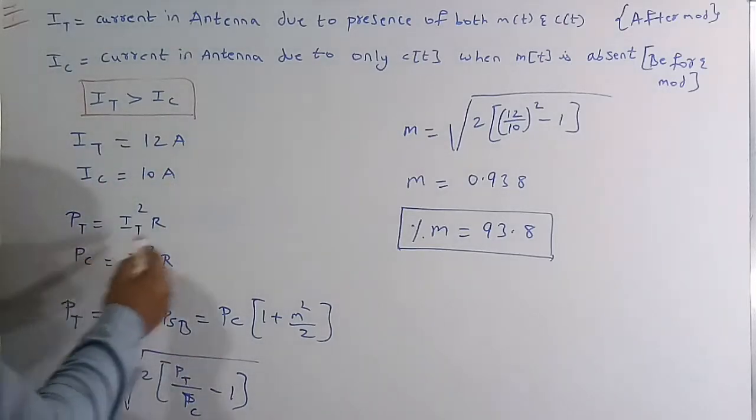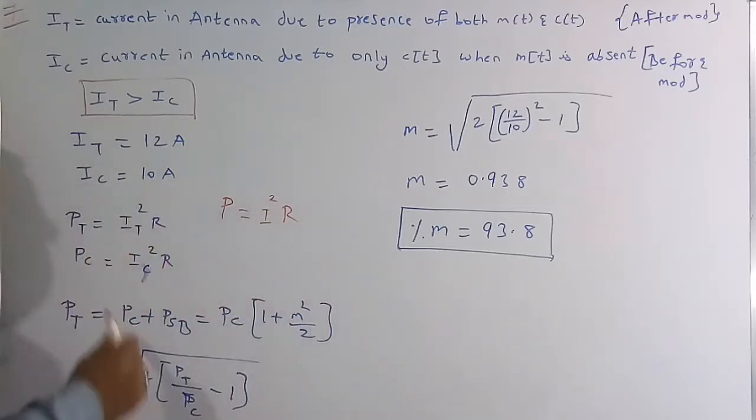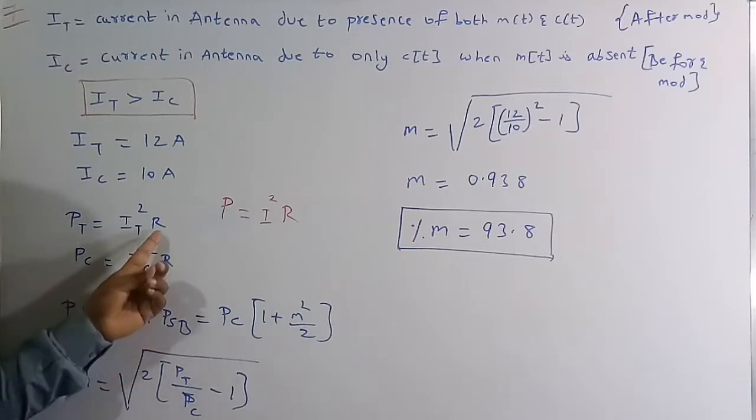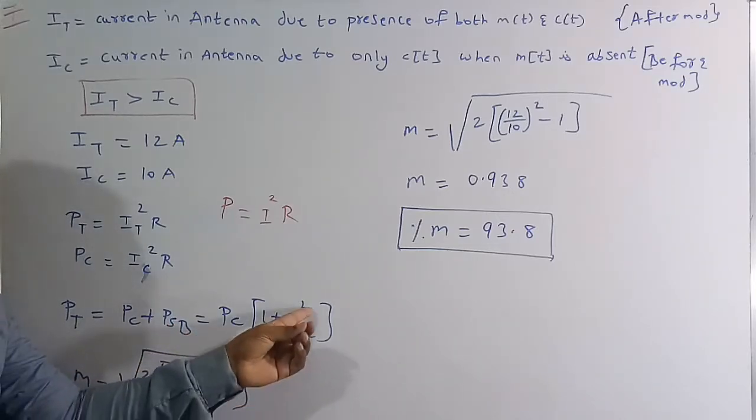So the power relation is nothing but power is equal to I square R. So this is the basic relation. So therefore PT is equal to IT square R and PC is equal to IC square R. Here R is nothing but the resistance of the antenna. So therefore total power is equal to carrier power plus sideband power in AM is equal to PC into 1 plus M square by 2.